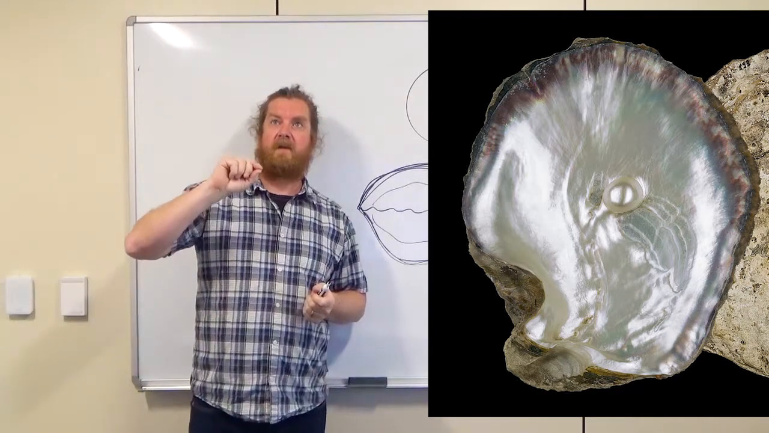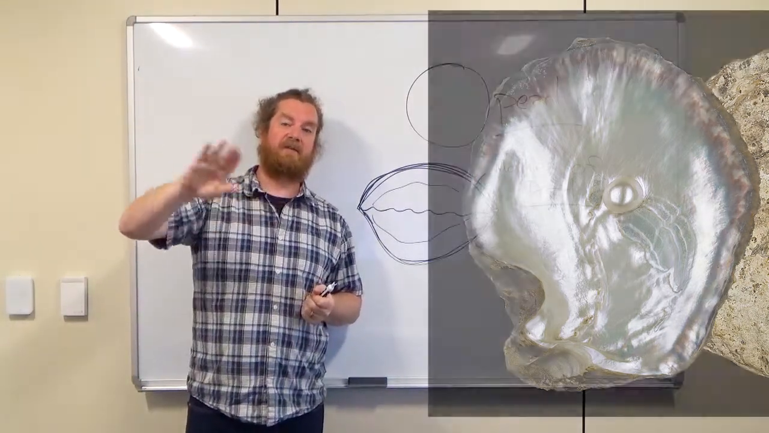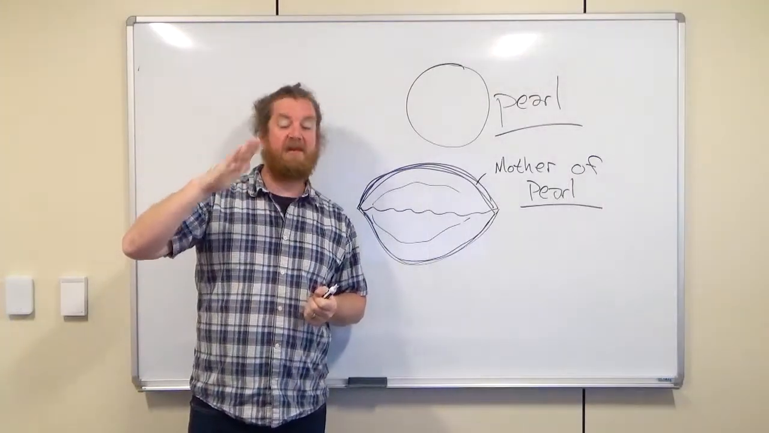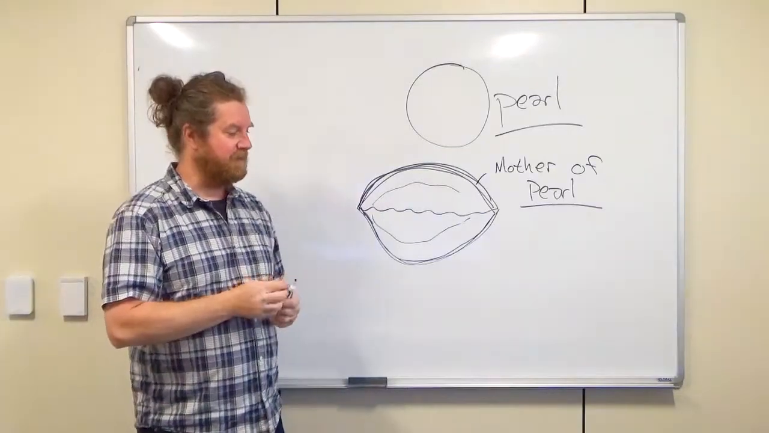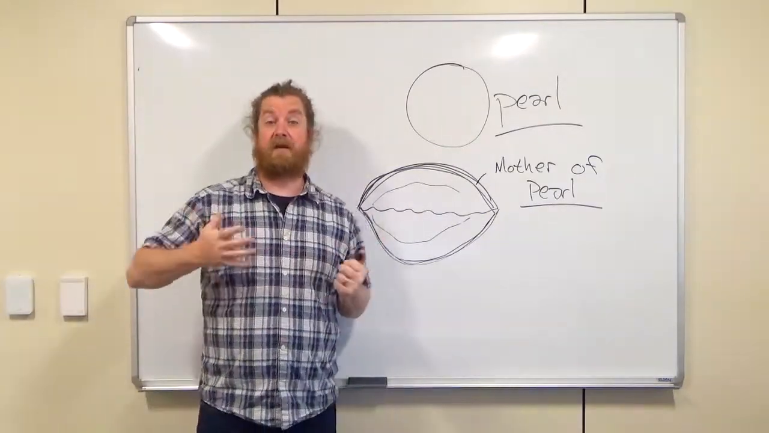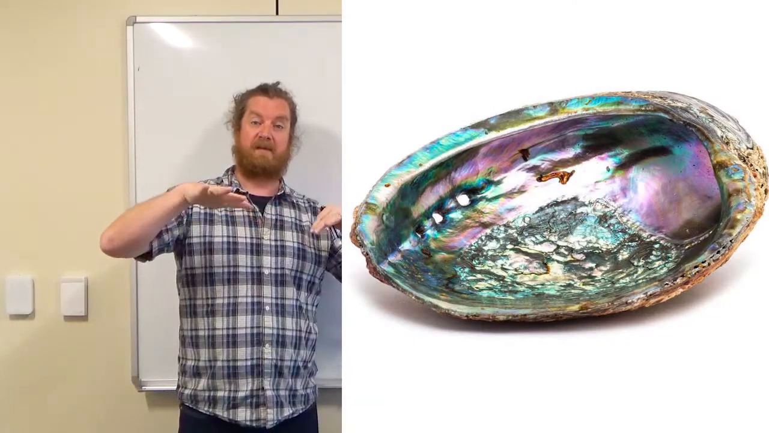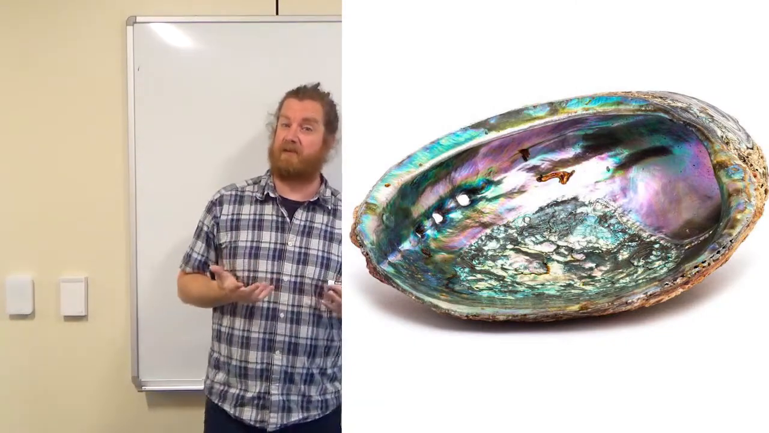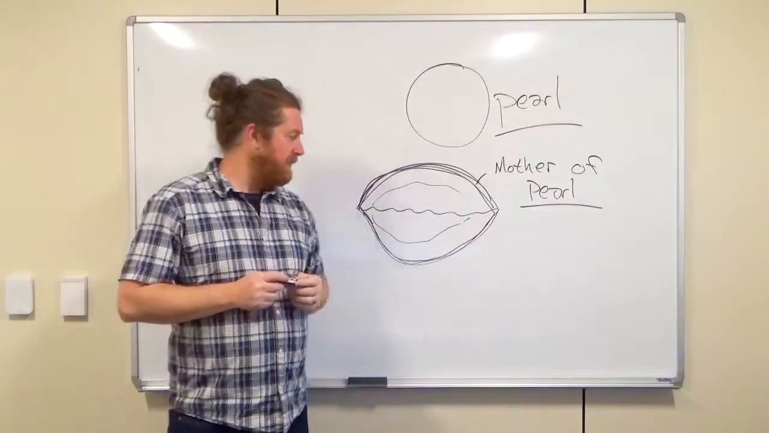The thickness of the individual layers that the organism is secreting, the thinner they are, the more iridescent and almost metallic it starts to look. You've probably seen an abalone shell, right? They have this cool, rainbowy, iridescent inside. So that material is mother of pearl. It's not a pearl itself.